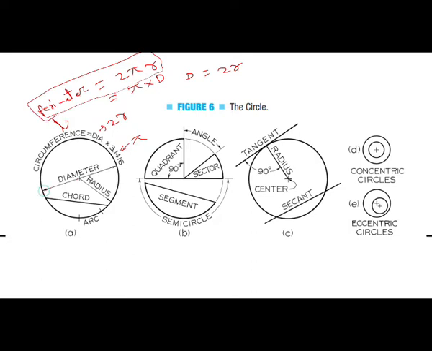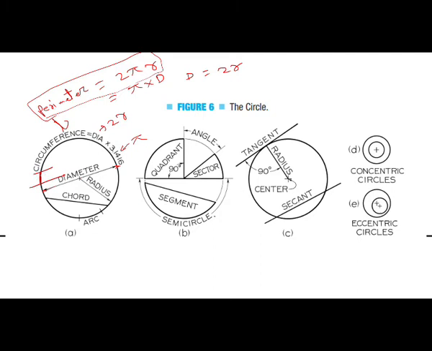This is the diameter: if we measure through the center line from the two ends of the circle, that is called the diameter. And half of this is the radius. And this is a chord, which does not pass through the center, it can be measured from any point, that is called a chord of the circle. And a section of the circle like this is called an arc.